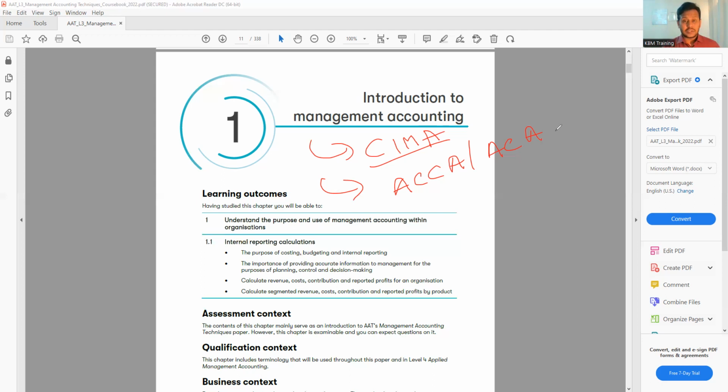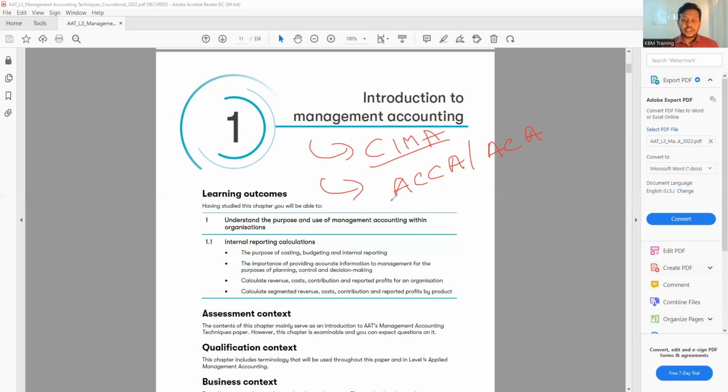So you can have a picture in your eyes: if I can sell 5,000 units, this is my profit. If I can sell 10,000 units, this is my profit. If I can sell 15,000 units, this is my profit. So the management accountant helps the directors and the owners to take decisions.